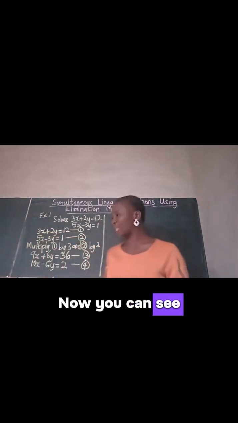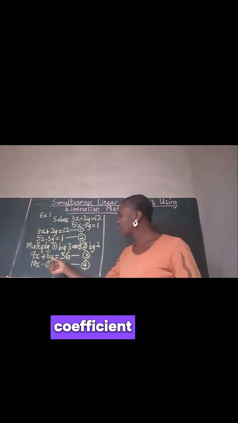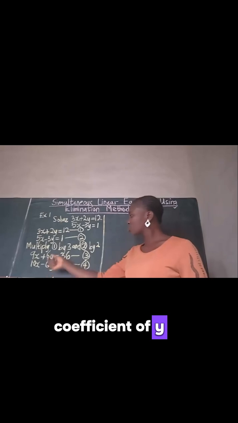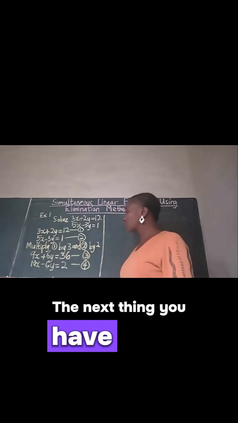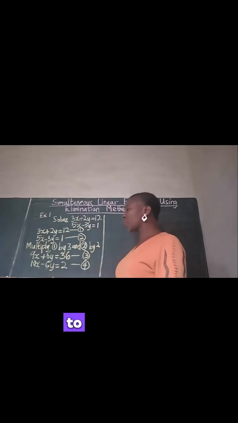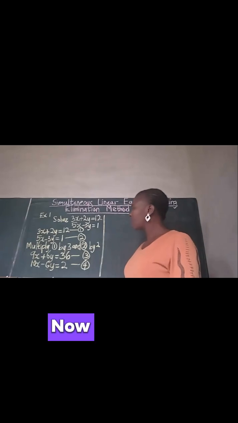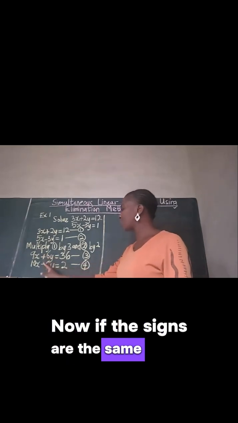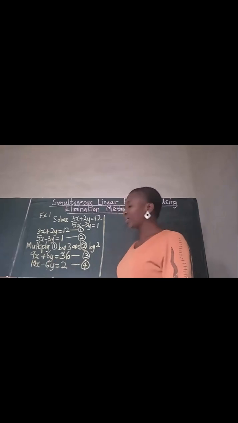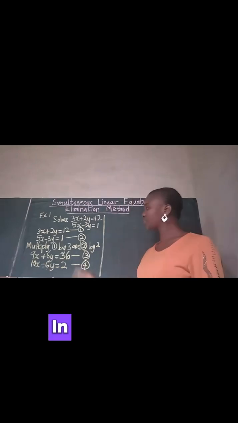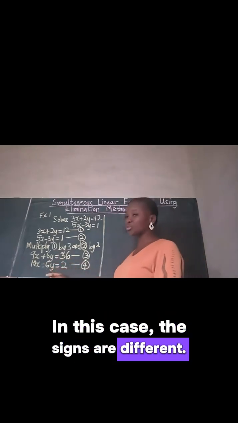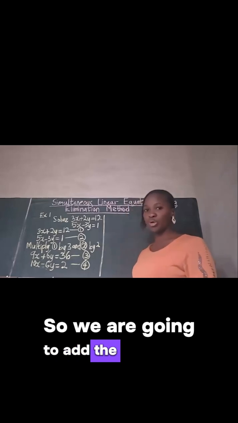Now you can see that you have made the coefficient of y the same thing. You have 6 here and you have 6 here. The next thing you have to do now is to look at the signs. If the signs are the same, you subtract the equations; if the signs are different, you add. In this case, the signs are different, so we are going to add the equations.